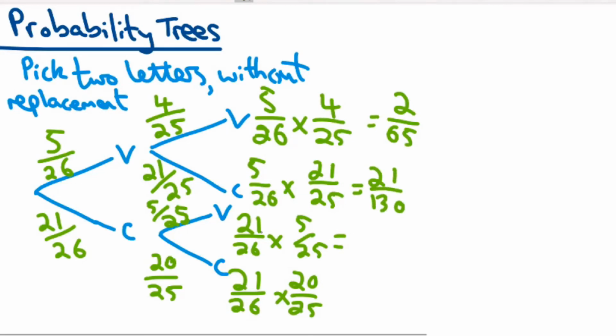As before, because this is multiplying and they're the same numbers, just the other way around, it's going to give you 21 over 130 again in the third. And then lastly, we're going to have 42 over 65 for 2 consonants.